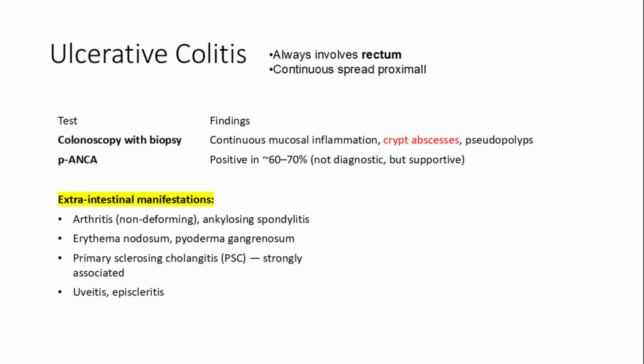These include arthritis, typically non-deforming, and ankylosing spondylitis; skin manifestations such as erythema nodosum and pyoderma gangrenosum; primary sclerosing cholangitis, which has a strong association with ulcerative colitis; and ocular involvement, such as uveitis and episcleritis. Recognition of both intestinal and extraintestinal features is essential for comprehensive care and management of patients with ulcerative colitis.